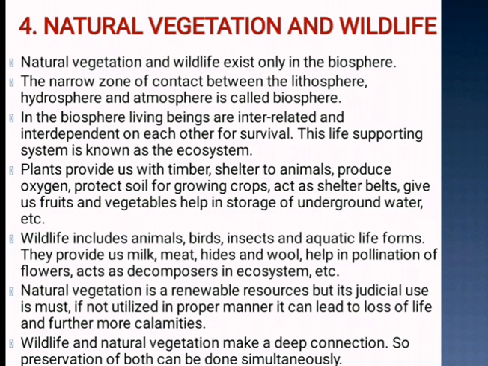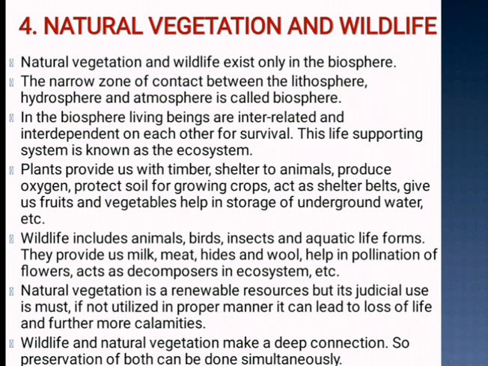In the biosphere, living beings are interrelated and interdependent on each other for survival. This life-supporting system is known as the ecosystem. The plants provide us with timber, shelter to animals, produce oxygen, protect soil, give us grazing for animals, help in growing crops, act as shelter belts, give us fruits and vegetables, help in storage of underground water, etc.